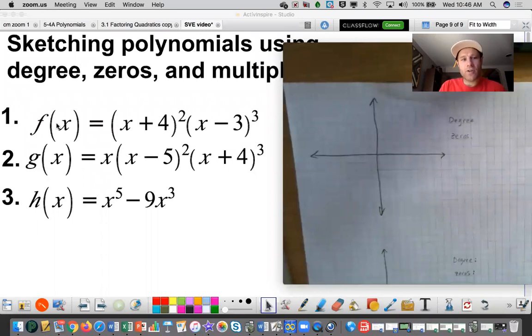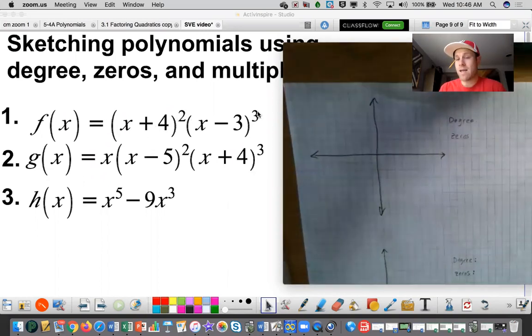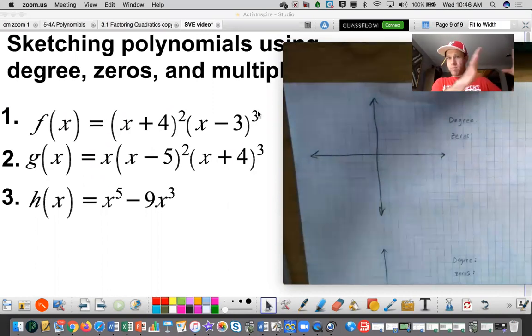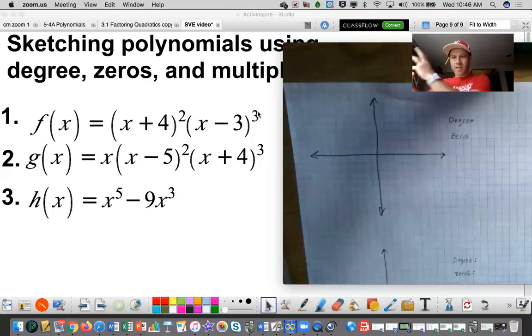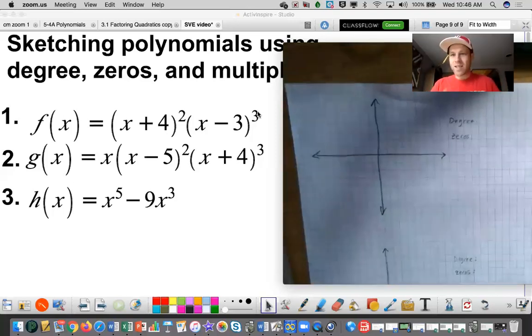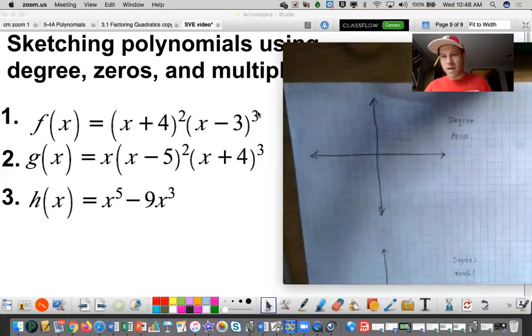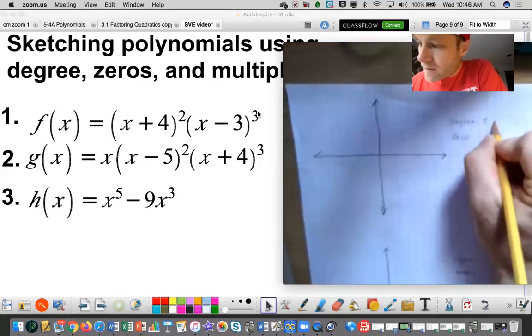They have a function f of x equals, and it's in factored form already. So the first thing we can do once it's in factored form is we can determine the total degree of the function. The way that would work is if we were to multiply this out, we'd get a square times a cube. And it would be a big deal because you'd have to do the x plus 4 times x plus 4 and the x minus 3 times x minus 3 times x minus 3. But the bottom line is it's going to end up a fifth degree polynomial because you're multiplying a square and a cube. So we know that it's going to have degree 5, which means it's odd.